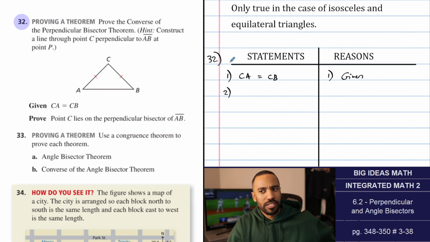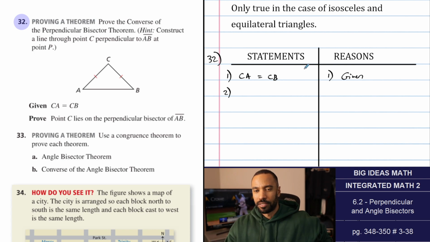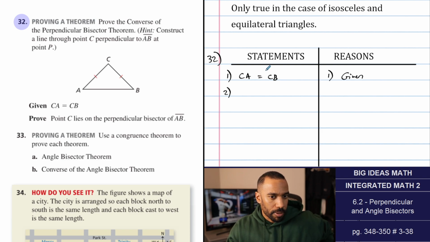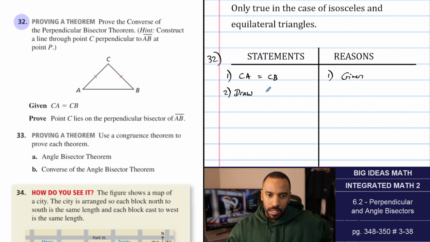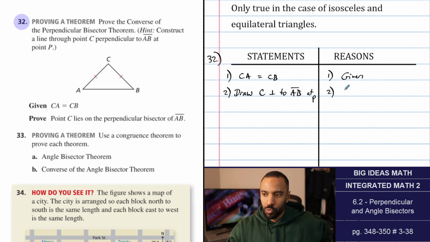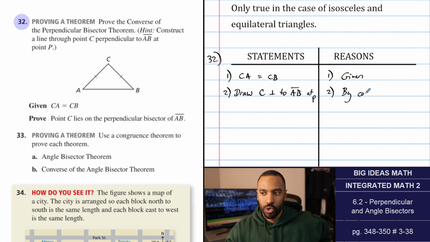And I forget how they state these reasons, and I apologize if this isn't going to be perfect at all. Two, we're going to construct a line through point C perpendicular to segment AB at point P. Draw C perpendicular to segment AB at P. The reason will be construction. By construction. This is telling you to do something. I'm not telling you what's true or not. I mean, I'm making a truth.